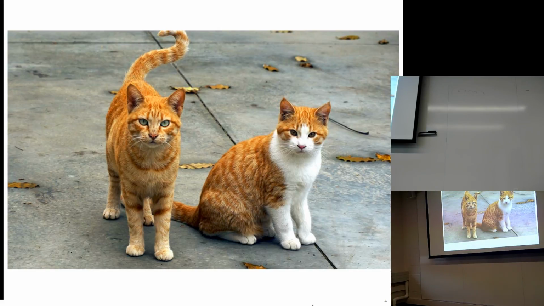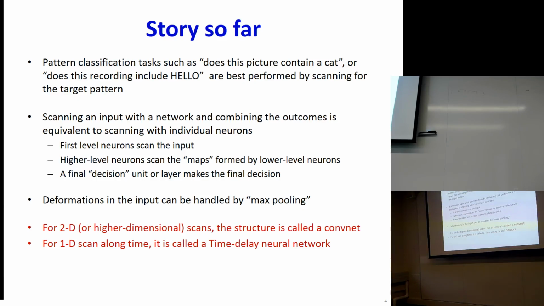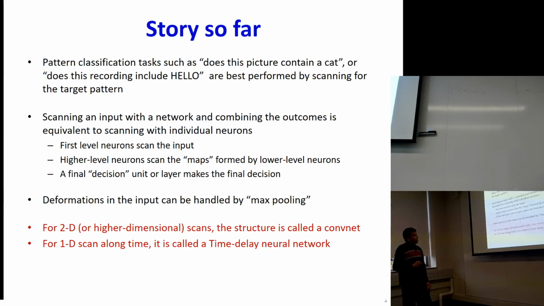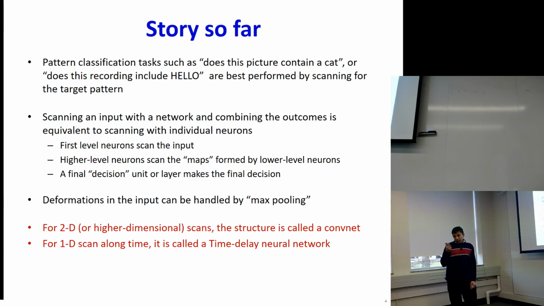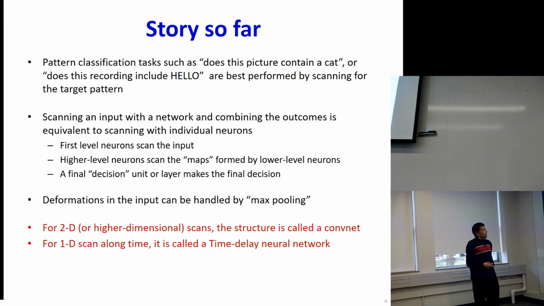The original model owes its existence to cats and an attempt at understanding how human perception works. So the story so far, we saw pattern classification tasks such as does this picture contain a cat, or does this recording include the word hello, are best performed by scanning for a target pattern. Scanning an input with a network and combining the outcomes is equivalent to scanning with individual neurons, where the first level neurons scan the input, the higher level neurons scan the maps formed by the lower level neurons, and there's a final decision unit or decision layer which takes a decision.